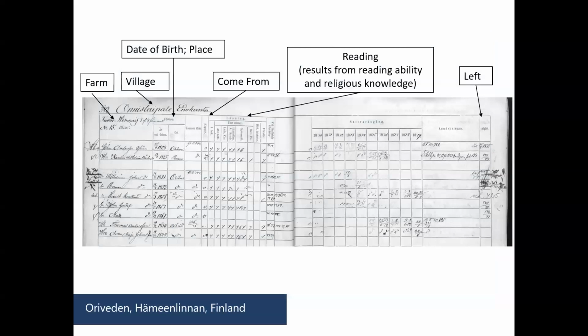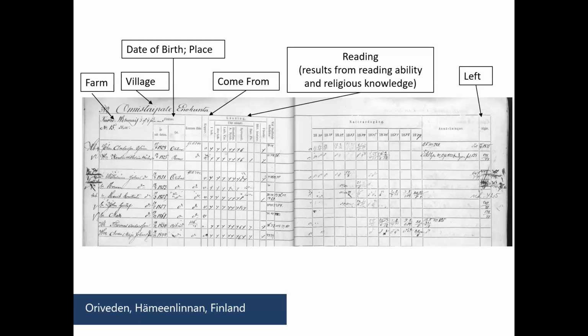So this is a communion book. It looks a lot like a household examination record in Sweden, and it follows a lot of the same kind of form here. We have the farm at the top. Within the village where these folks are living, it records date of birth, where people are coming from.